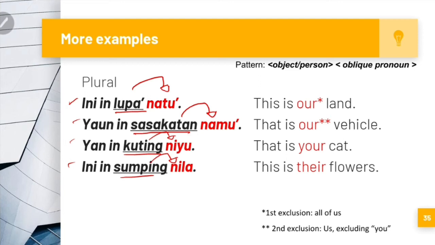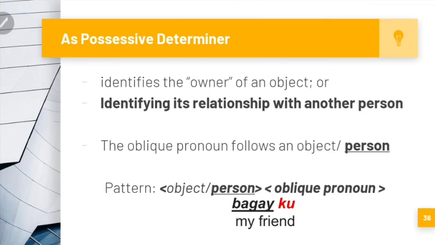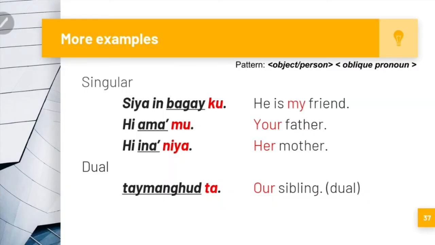Look at this. These pronouns will always follow an object, because they are dependent pronouns. So it also signifies relationship with another person. It follows the same pattern.